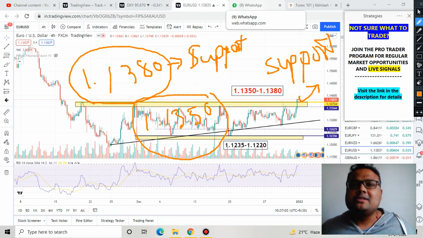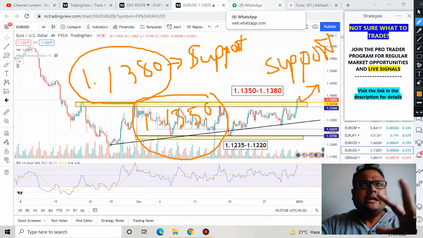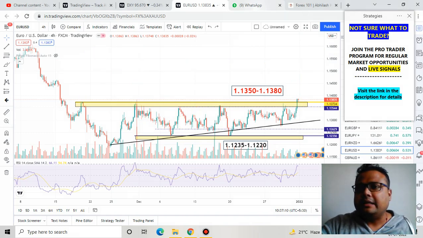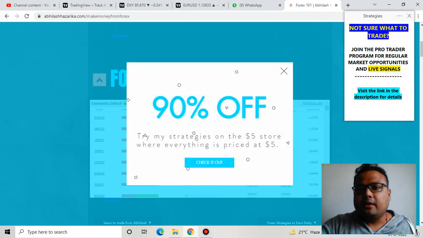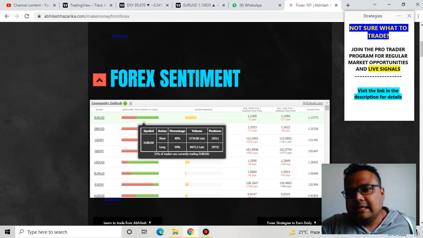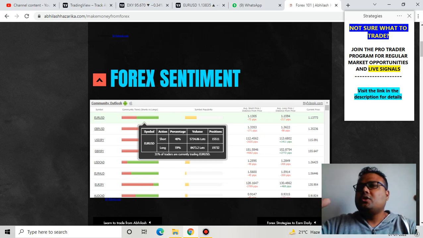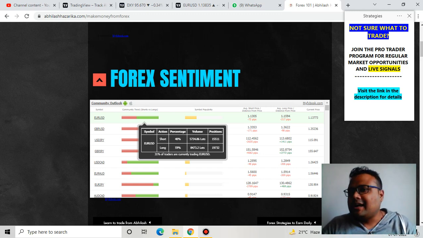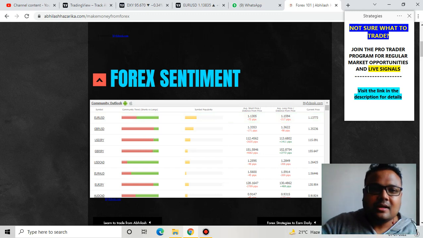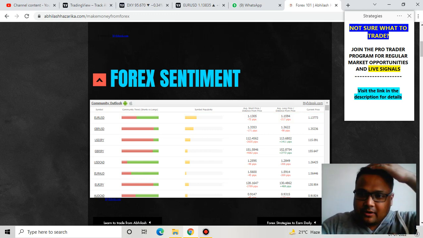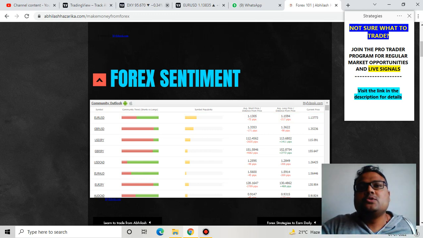Euro USD may be the most popular currency pair, but right now things are not much clear. If I take you to the Forex sentiment meter, you can see 59% are on the long position and 40% are on the sell side. So retail traders are also not giving us any clear direction. They are also confused whether the market will be going up or going down. So the Forex sentiment meter is also important. Let's wait and watch.